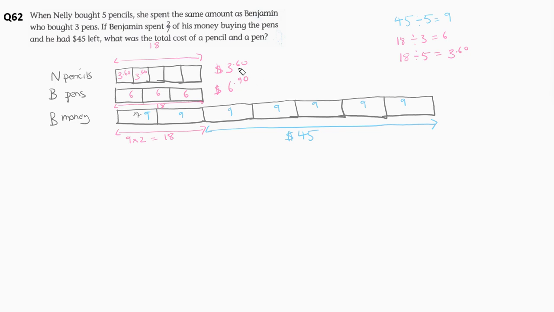Now, are we finished? No, we want the total cost. We need to add those together. So $3.60, and I don't know why I've made that 90 over here, because that's wrong. Back to my pencil. So that was $6. So $3.60 plus $6 equals, and remember we have to give whatever our unit is, $9.60 altogether. And that is our final answer.